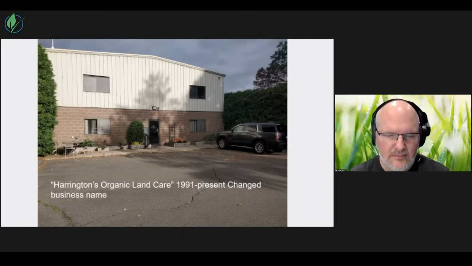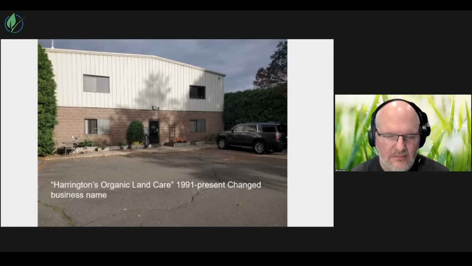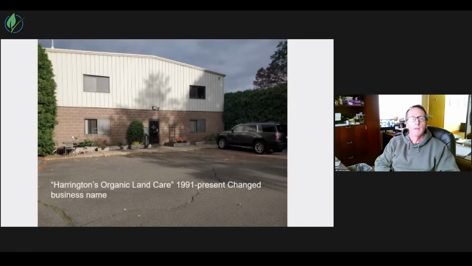I bought my first building probably in '91. It looks like, yeah, somewhere around there, '90, '91. So this was my first building. It's about 5,600 square feet. There's offices, there's bay space.